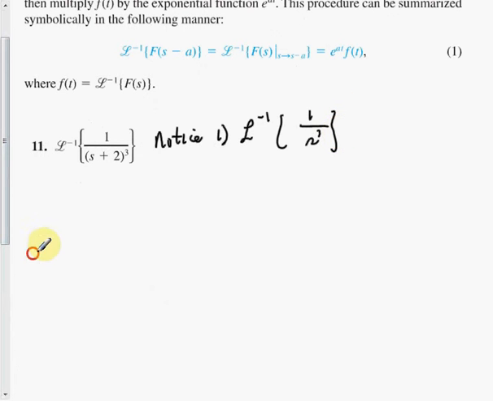And then secondly, there's the inverse of 1 over s plus 2. Right? Well, since I'm there, break that down. What's the inverse of 1 over s plus 2? E to the negative 2t.